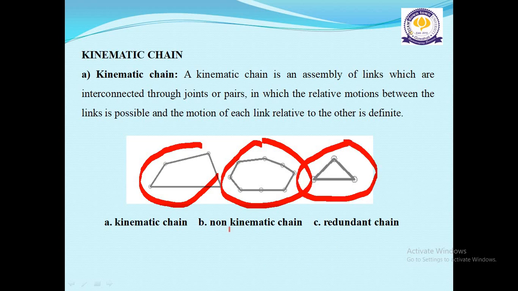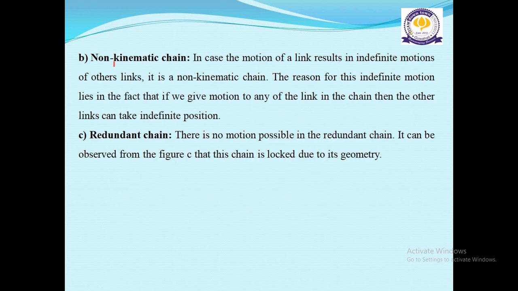Next, what is a non-kinematic chain? In case the motion of a link results in indefinite motions of other links, it is a non-kinematic chain. The reason for this indefinite motion is that if we give motion to any of the links in the chain, then the other links can take indefinite positions.